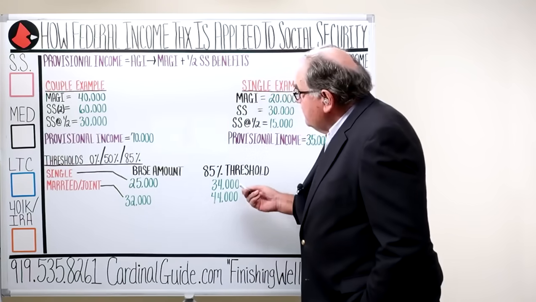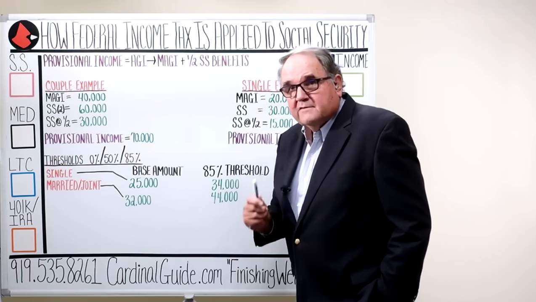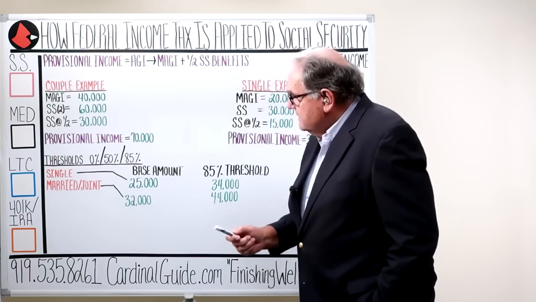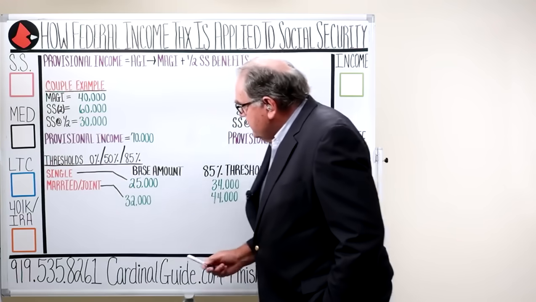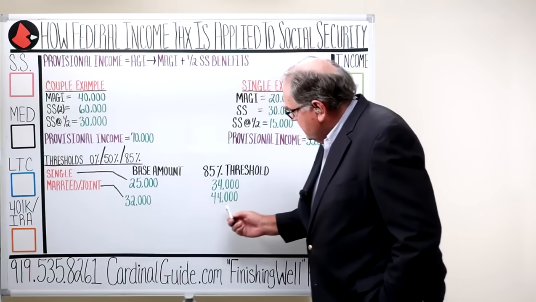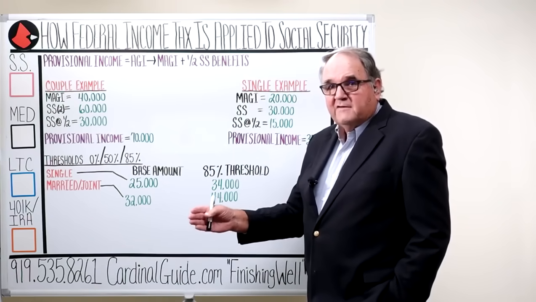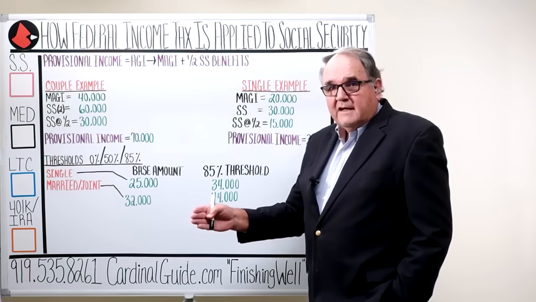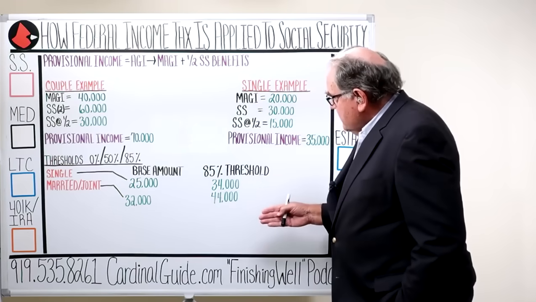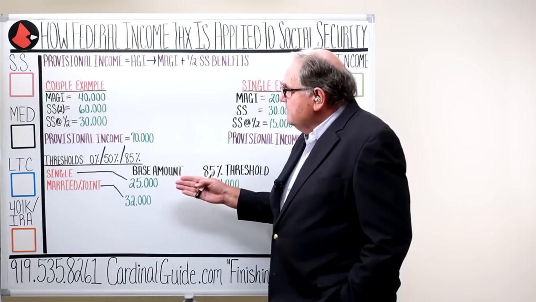If you're over 34,000 in provisional income, up to 85% of your Social Security benefits are taxable. Married filing joint, if your provisional income is over 32,000 but less than 44,000, up to 50% of your Social Security benefits are taxable. And then if you're over 44,000, it's 85% that are taxable.